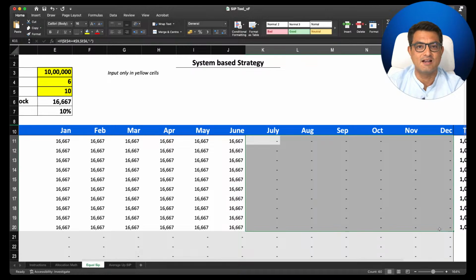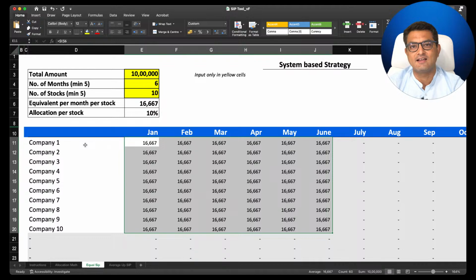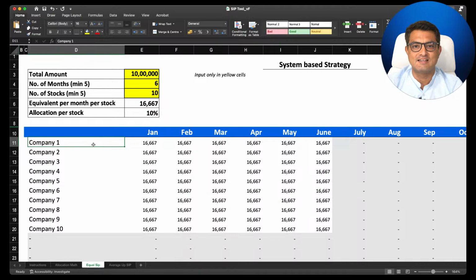It has automatically taken only the first 6 months, and it has only taken the first 10 stocks which are there. By the way, I'm going to share this entire Excel with all of you during the video. Okay, so just hang on. I'll be sharing at an appropriate time. But it is like magical.